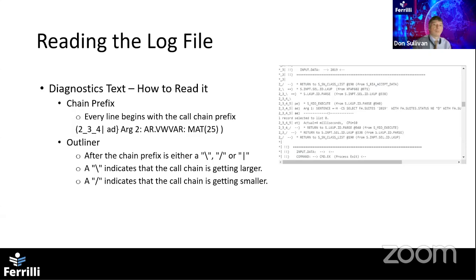The chain prefix is either a slash or a pipe character. The backslash indicates the call chain is getting larger, and the forward slash indicates that the chain is getting smaller as it goes down. So it just flows through your code the way that the process runs. Again, you can see that service code there to the right of the brace. AD is the example there for that argument.